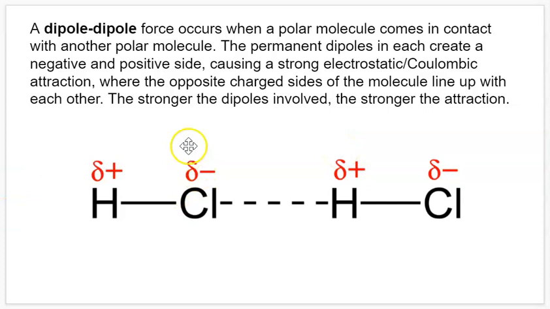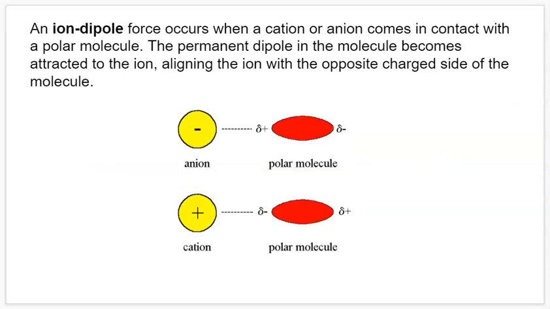And much like in earlier cases, the stronger the dipole is within the molecule itself, the stronger the force of attraction is going to be between the adjacent molecules. So the last of these dipole forces is the ion-dipole force, which occurs when we have a cation or anion that comes in contact with a polar molecule. So here we have an anion, which is negatively charged, and we can see that's going to attract the positive side of a polar molecule. And then the vice versa situation is going to happen with a cation. It's going to attract the negative side of a polar molecule.